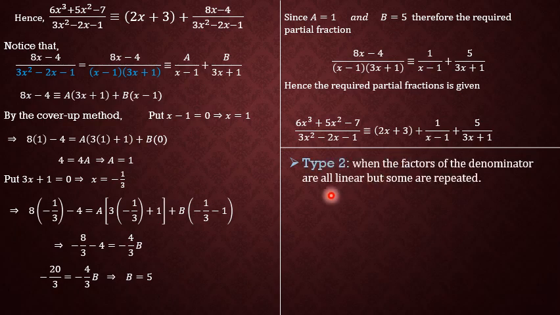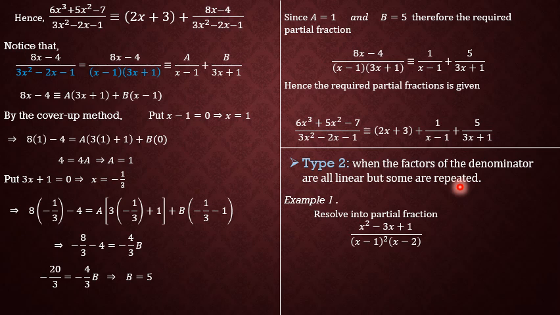So let's look at type 2. Type 2 says when the factors of the denominator are all linear but some are repeated. This point here is very, very important: some are repeated. So let's look at examples while I'll be explaining. All right, example 1: resolve into partial fractions x squared minus 3x plus 1 divided by x minus 1 squared times x minus 2.